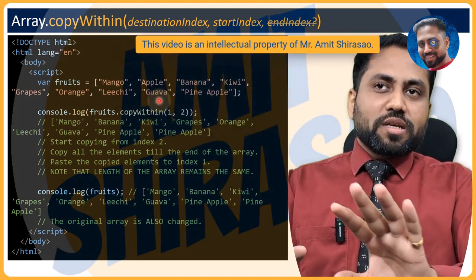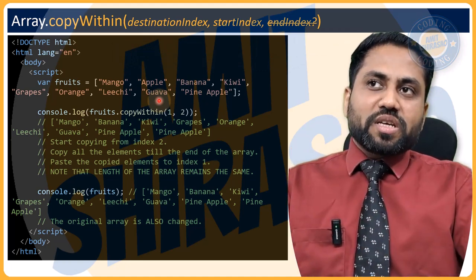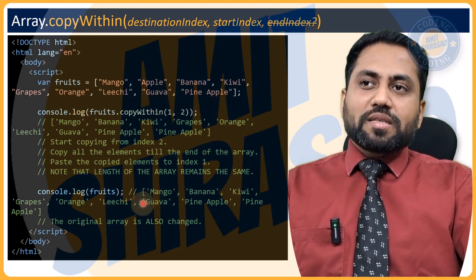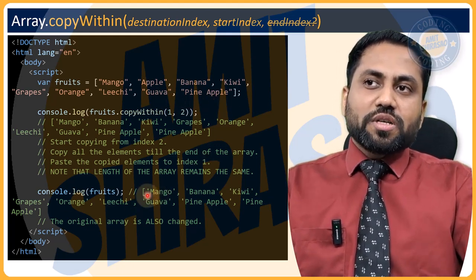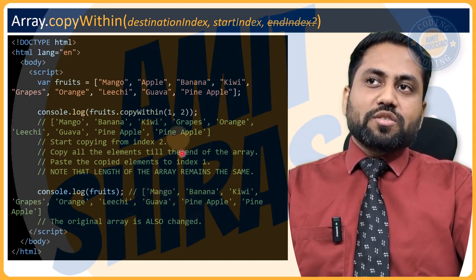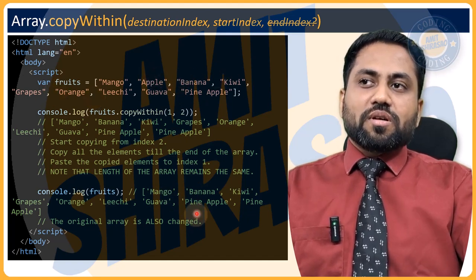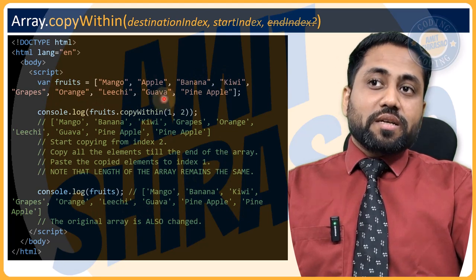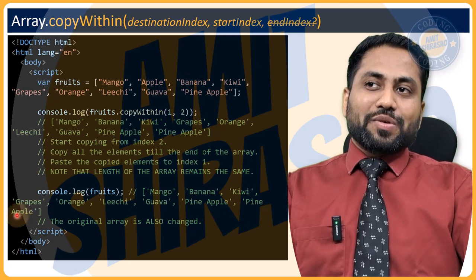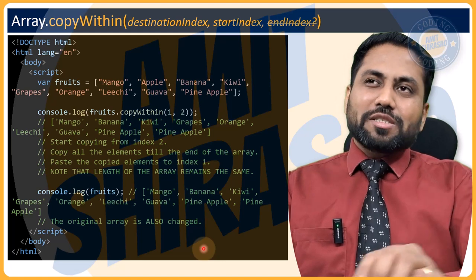Okay, so till here it has pasted and replaced all the existing elements, but then pineapple stayed intact, and that's why the final output is basically an array having mango, and instead of apple it will have banana, kiwi, grapes, orange and all, but it ended over here. After that this pineapple stayed intact, so you have two pineapples in your fruit basket here. Got the idea? And of course the original array is also changed.